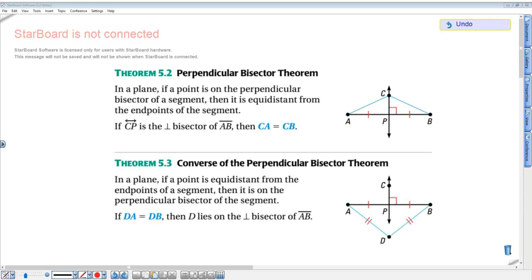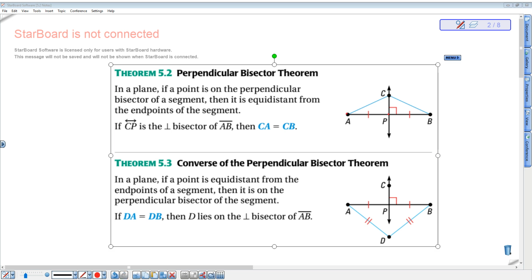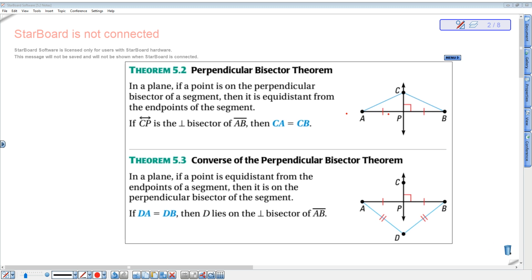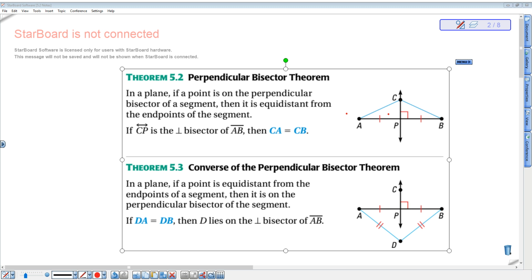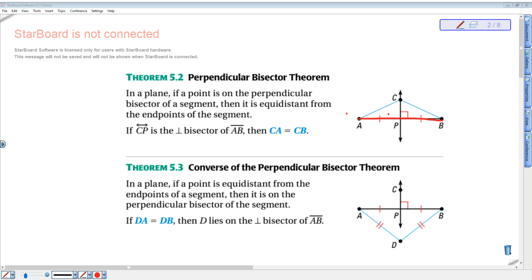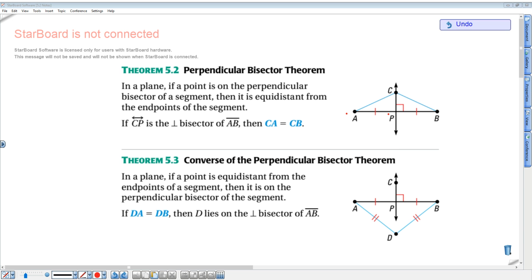The first perpendicular bisector theorem is saying that if this line CP right here is a perpendicular bisector of AB, so this line is perpendicular bisecting, and I'm not sure why it's not drawing. Let me try this one more time. All right, there we go. That's better. What this is saying is that if we have that, then this line right here, CA, is going to be the same as BC.